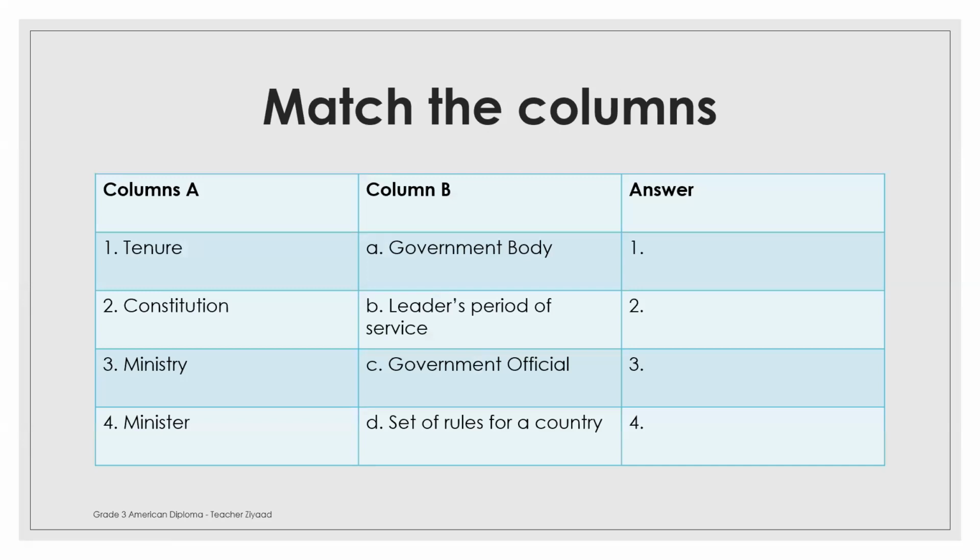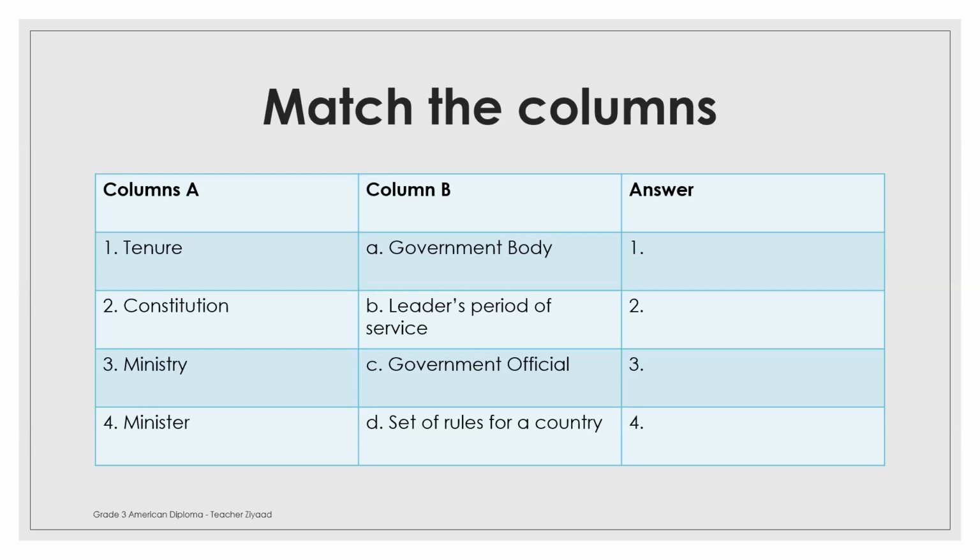It says match column A with column B, and again it's testing your knowledge of the definitions of these words. In the previous video I went through this at length. Number 1 is tenure, 2 constitution, 3 ministry, and 4 minister. The ministry is the department itself, and the minister is the person who runs or leads that department. Let's go through our options in column B. A, a government body. B, leader's period of service. C, a government official, which tells you it's a person. And D, set of rules for a country.